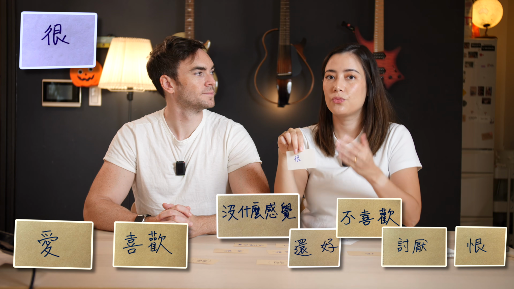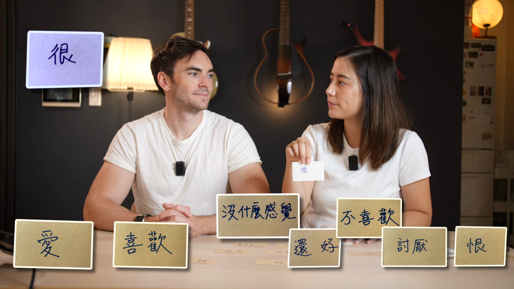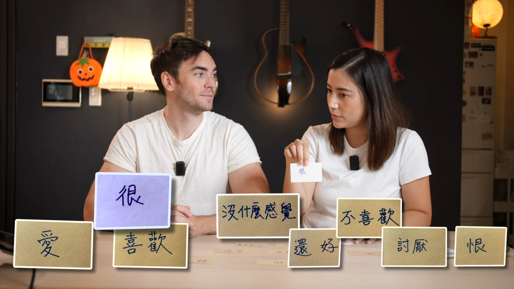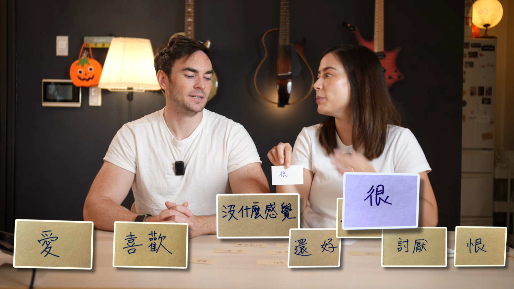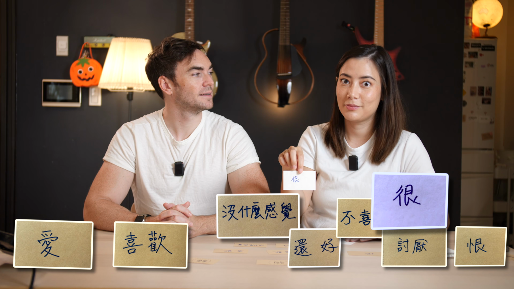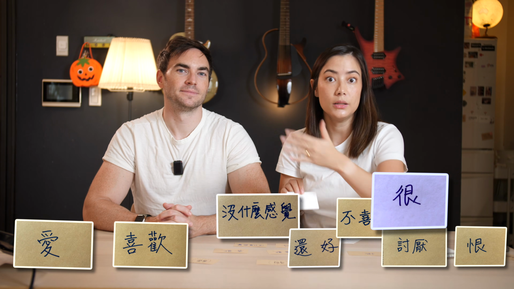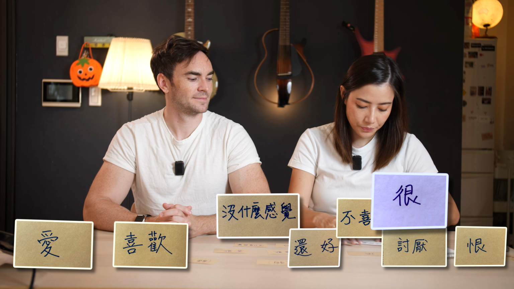So let's say you really like cats. What would you say? 我很喜欢猫。Yes. And then if you really dislike cats, you would say, using maybe 讨厌, yeah? 我很讨厌猫。Yes. Now, let's add another character to really make this feeling extreme, right?